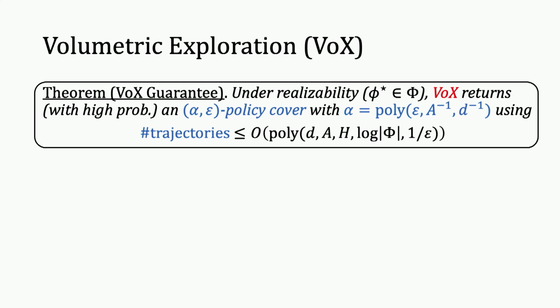So what we have is a new method called volumetric exploration. You can check it out in the paper. That says that under this assumption of realizability, that the feature phi star is an element of our function class, it's a well-specified model, the method returns with high probability a policy cover with a polynomial number of trajectories.